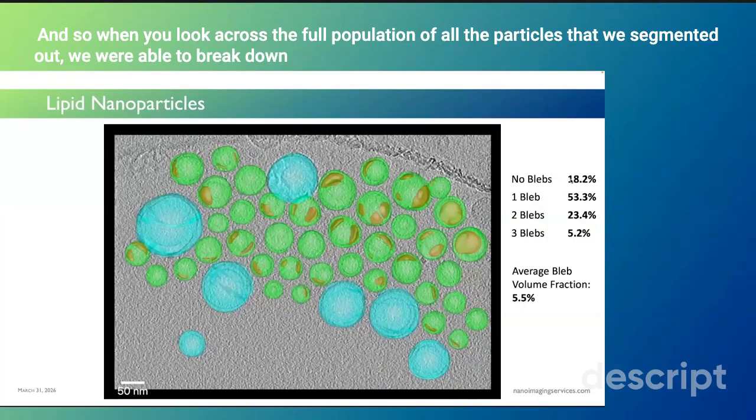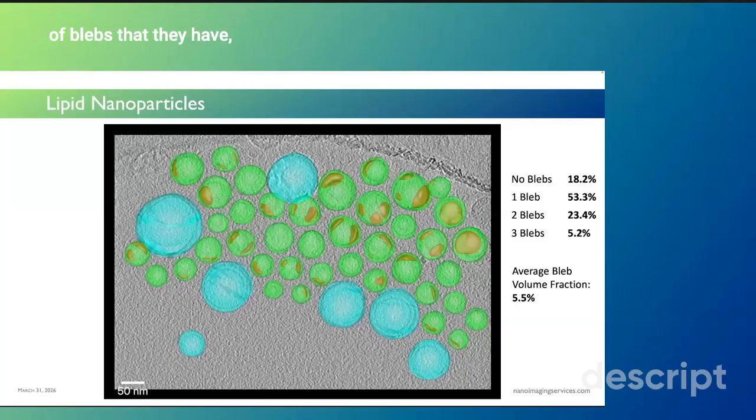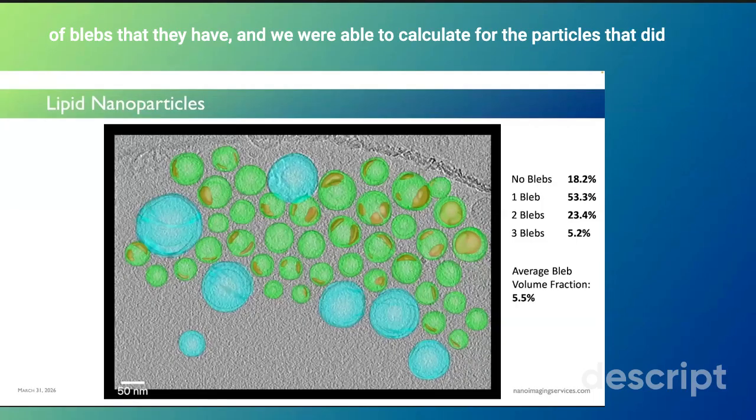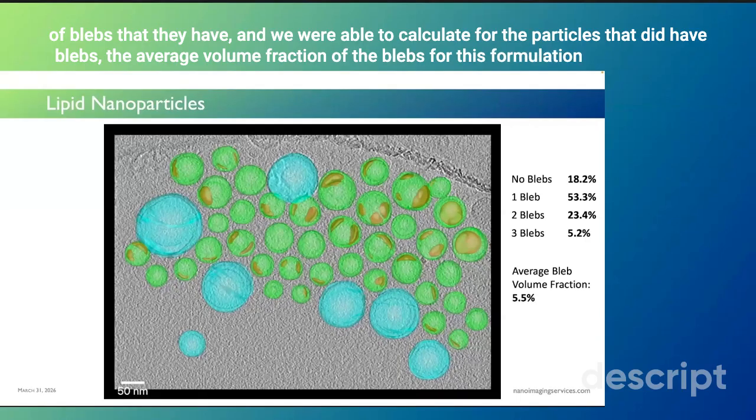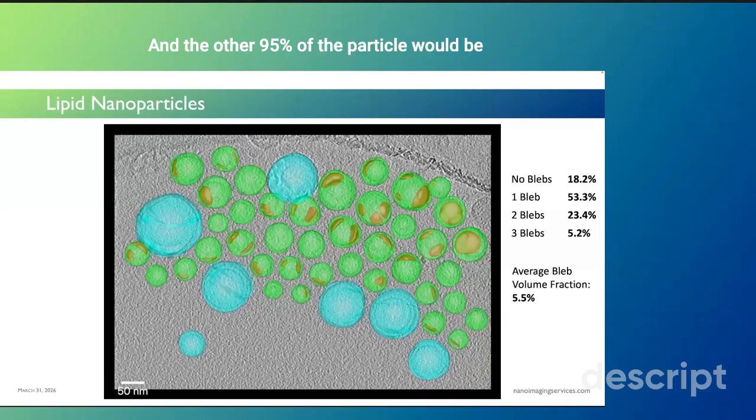And so when you look across the full population of all the particles that we segmented out, we were able to break down the particles into categories in terms of the number of blebs that they have, and we were able to calculate, for the particles that did have blebs, the average volume fraction of the blebs. For this formulation it was about 5%, and the other 95% of the particle would be solid lipid phase.